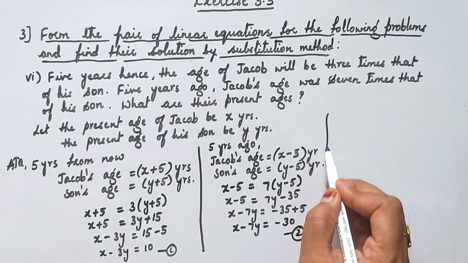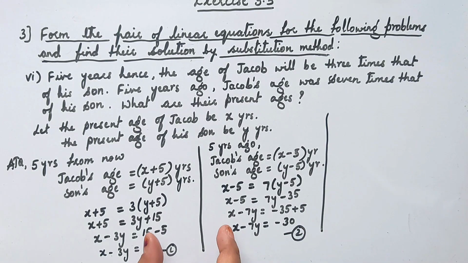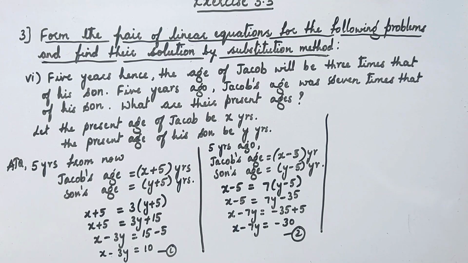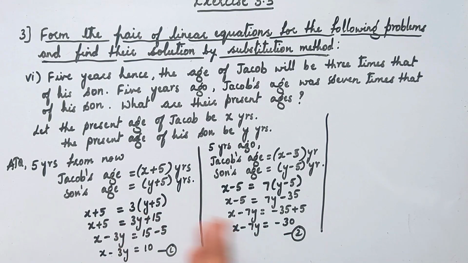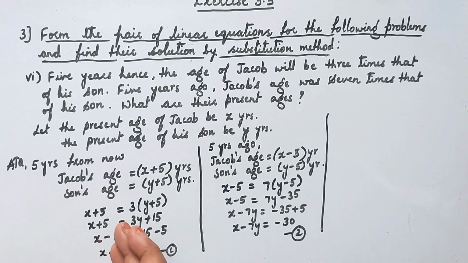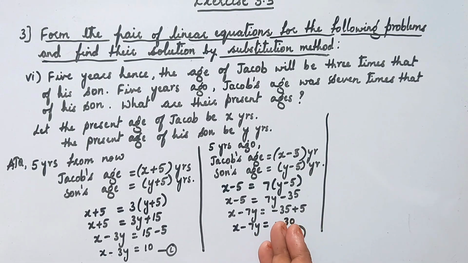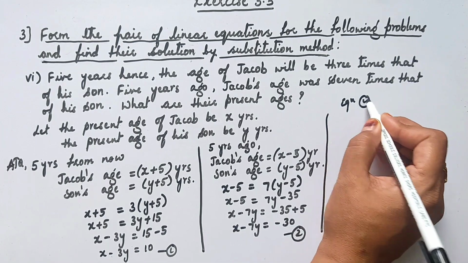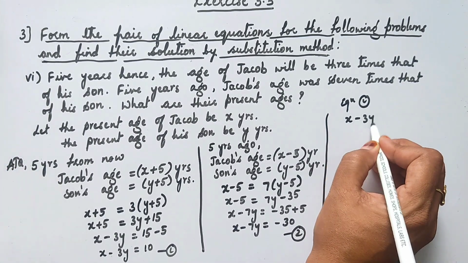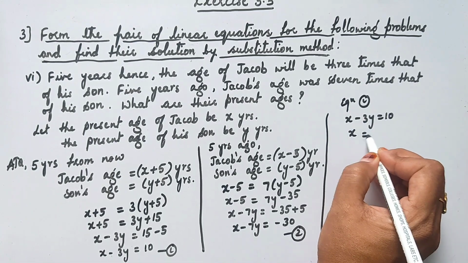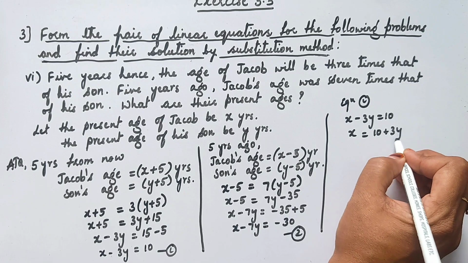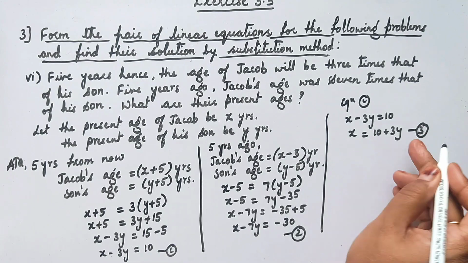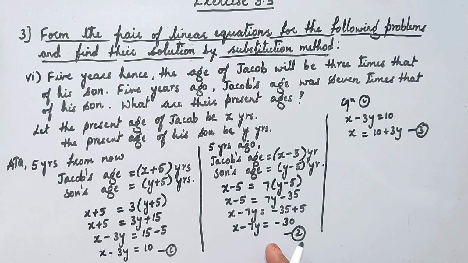Now you can see we have got both the equations, equation 1 and equation 2, students. Here, take the x value from equation 1 and put it in equation 2, or you can take the x value from equation 2 and put it in equation 1. Okay. So here equation 1 is x minus 3y equal to 10. So x will be 10 plus 3y. This is equation 3. I am going to substitute this in equation 2.